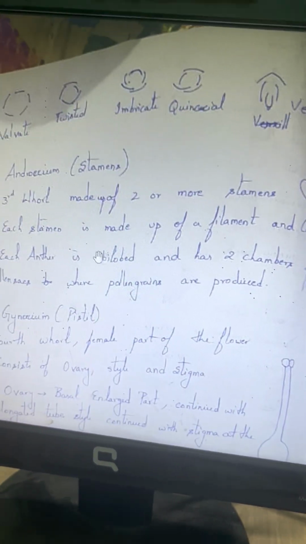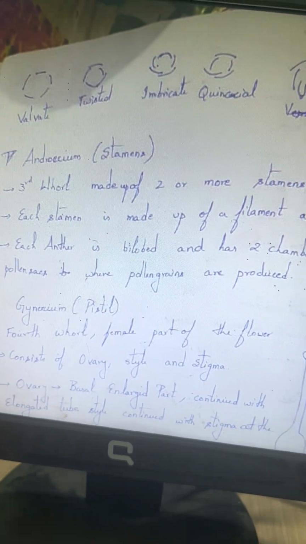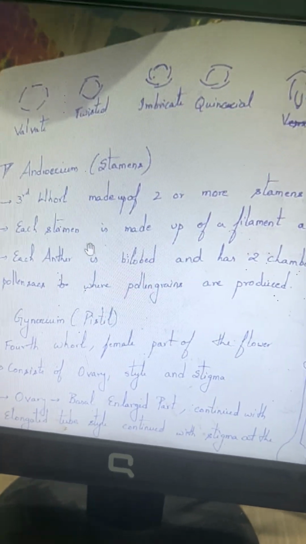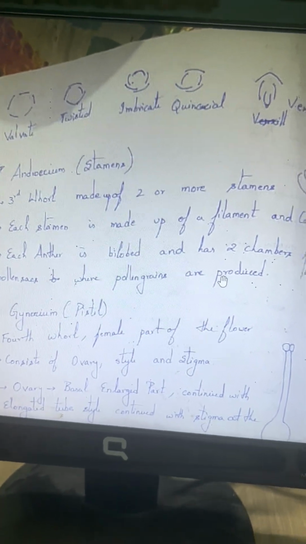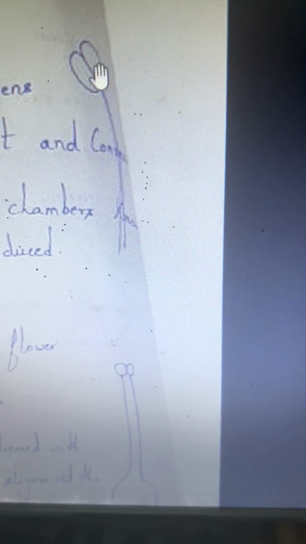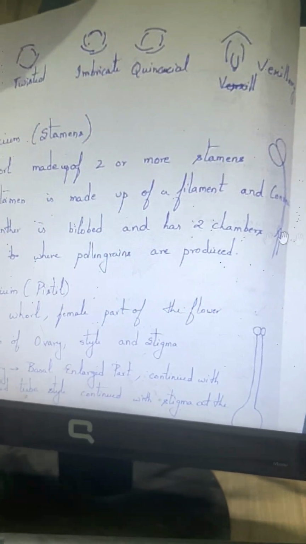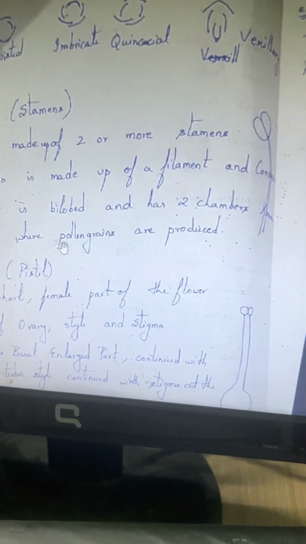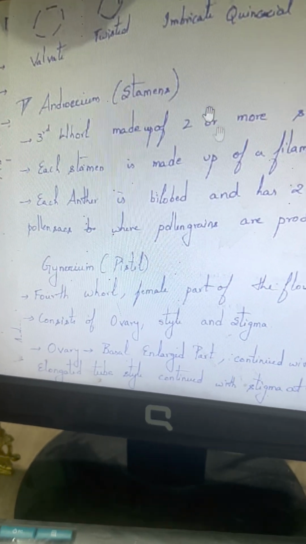So here we have written the same thing. It is the third whorl made up of two or more stamens. Each stamen is made up of a filament, and each anther is bilobed. See here we have two lobes, right? One lobe and two lobes. So bilobed, and has two chambers inside which pollen sacs are present where pollen grains are produced. This is about the androecium.